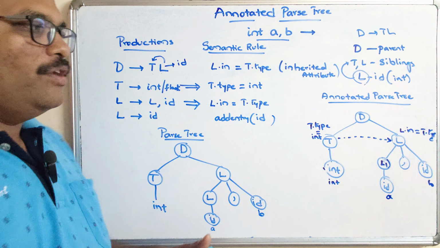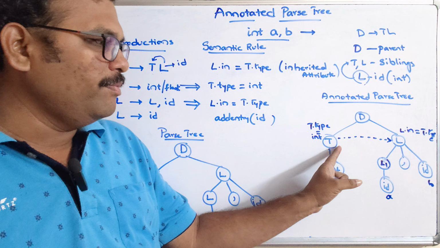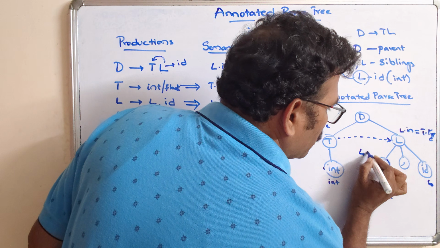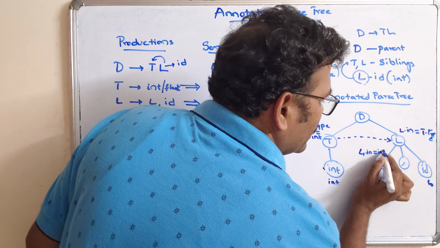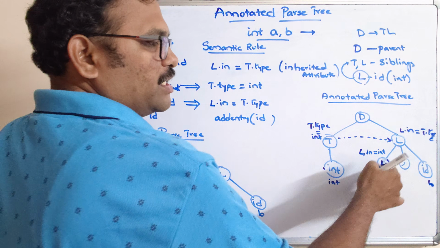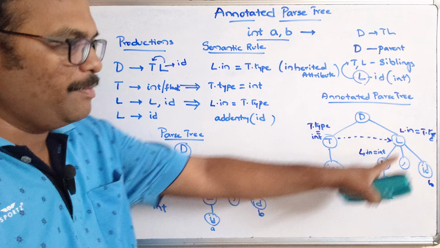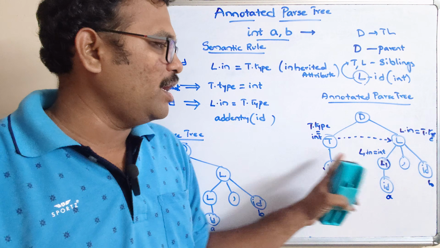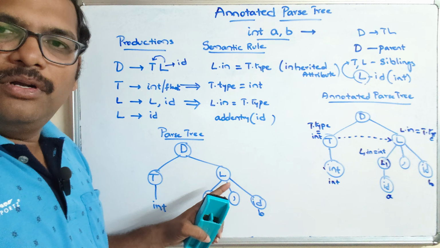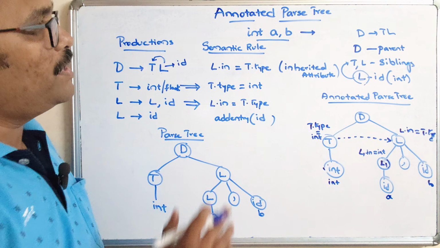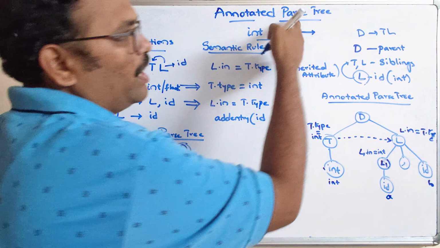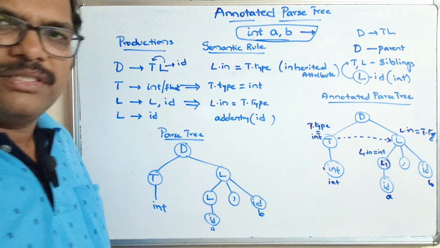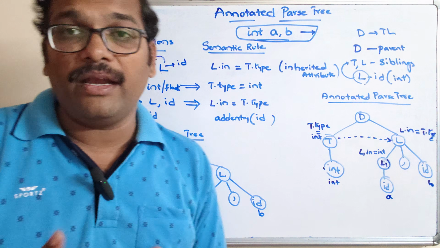So the value of l is getting from its sibling. The same thing happens here also. l1.in is equal to integer, because it's coming from its parent. So l1 is also integer. Hope you understood. So this is a simple example for generating the annotated parse tree for this kind of input string. This is also an example for inherited attributes.